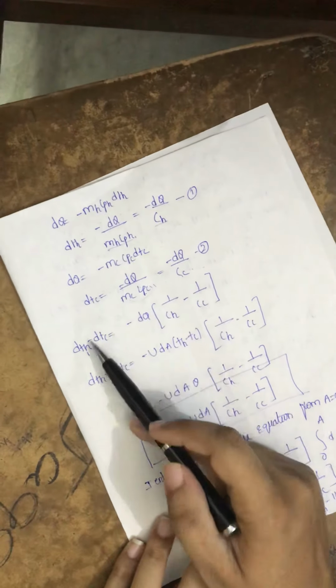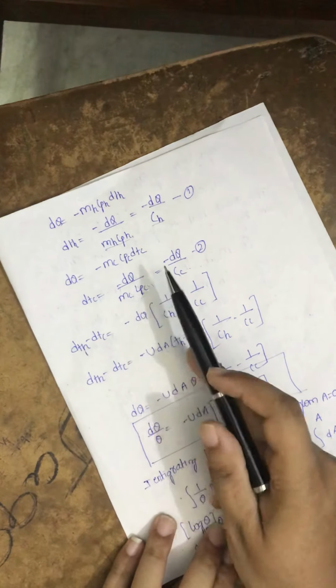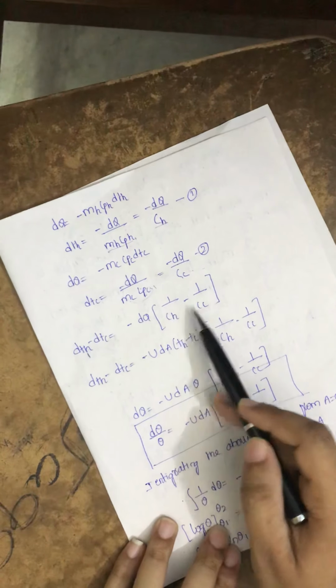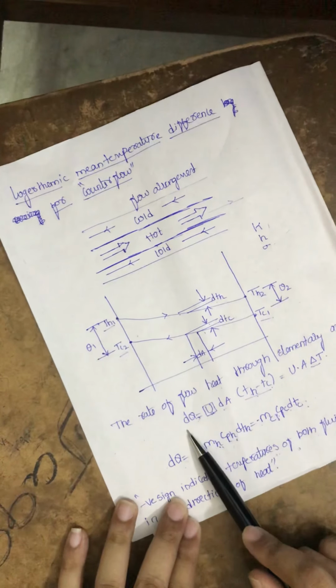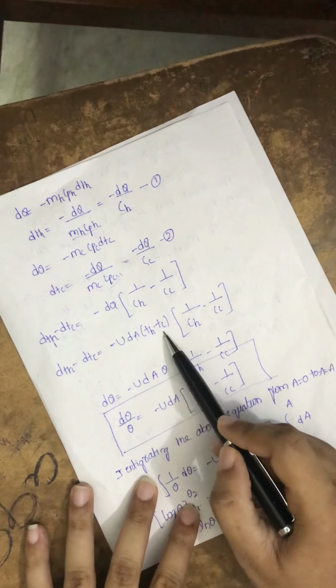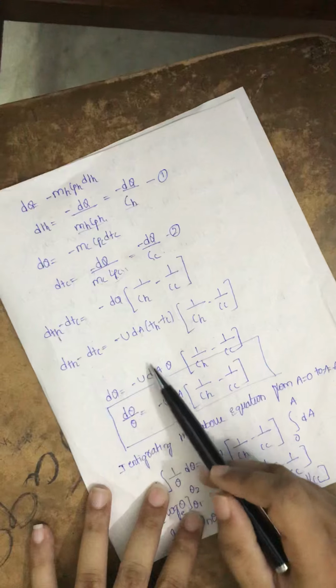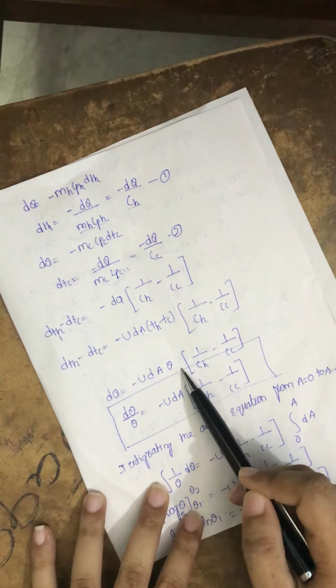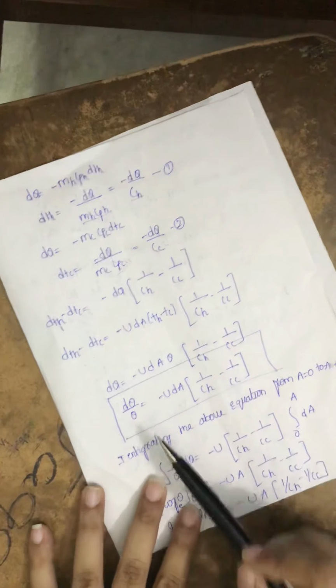Subtracting equation 1 and equation 2, dTh minus dTc, taking minus dq as common, gives minus dq times (1/Ch minus 1/Cc). Here we have already been given the rate of heat flow through the elemental area dA: dq is equal to minus U dA (Th minus Tc). In the form of dq we wrote 1/Ch and 1/Cc. So dq is equal to minus U dA (Th minus Tc), where Th minus Tc is theta and dTh minus dTc is d theta, times (1/Ch minus 1/Cc).